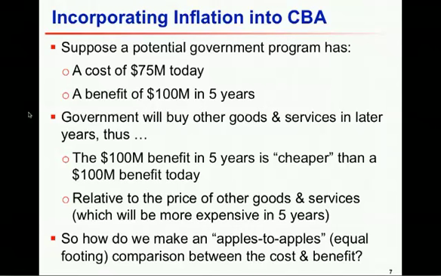Well, to understand the dilemma, suppose you have a government program that has a cost of $75 million today and a benefit of $100 million in 5 years, right? Okay, well, the benefit exceeds the cost, but separated by 5 years. How do we figure out whether the benefit of $100 million just 5 years from now justifies the cost of $75 million today?